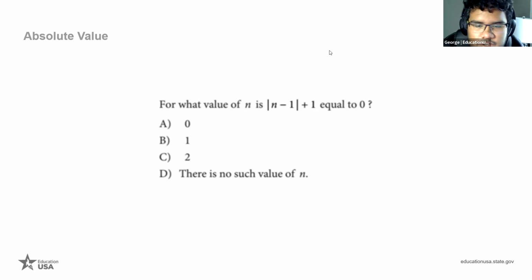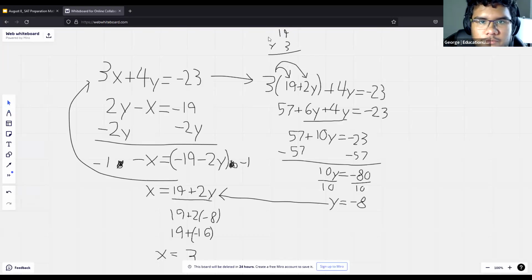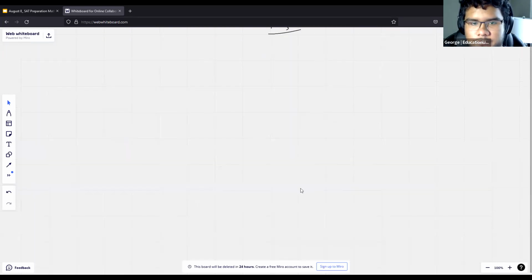Okay, I think that'll do for this problem here. The correct answer is D. There is no value of n such that this expression here, the absolute value of n minus 1 plus 1, would be equal to 0. So let me go ahead and explain that real quick. Let me just erase this real quick.